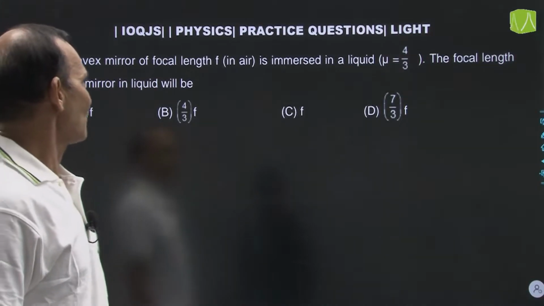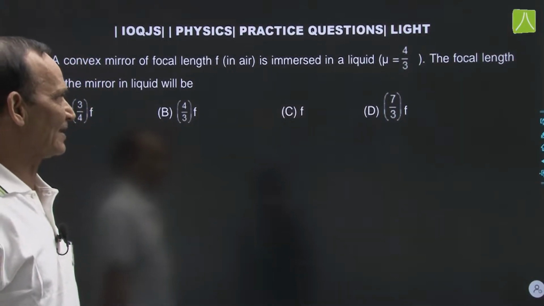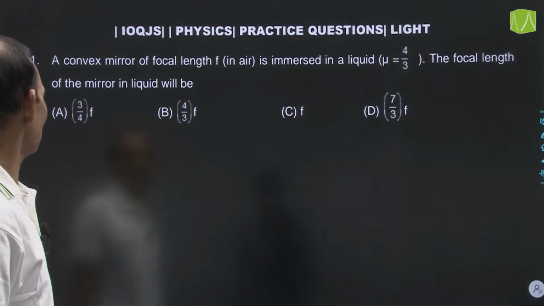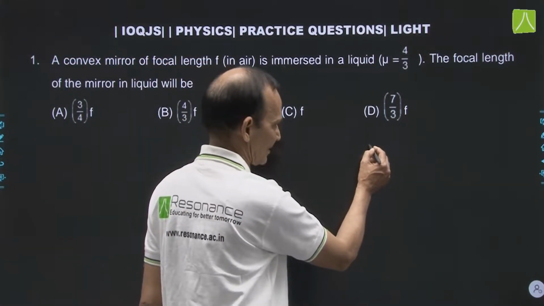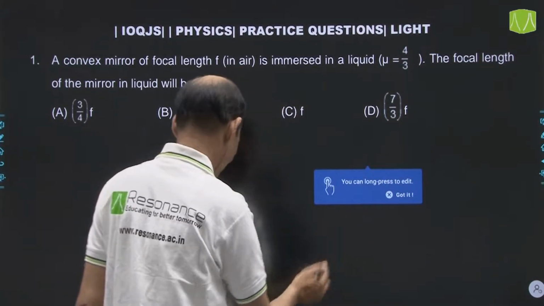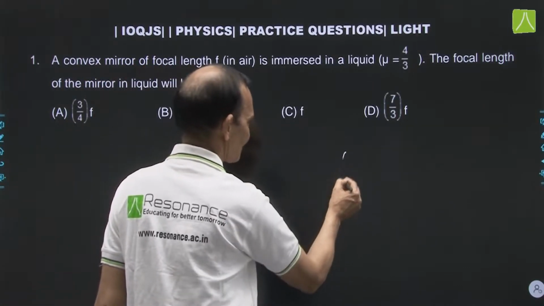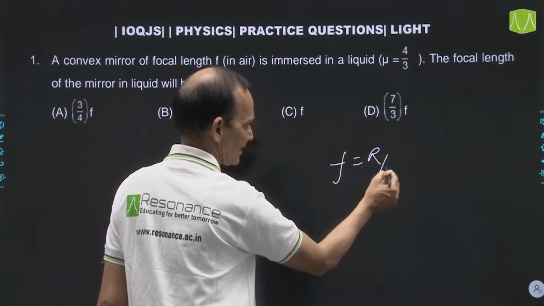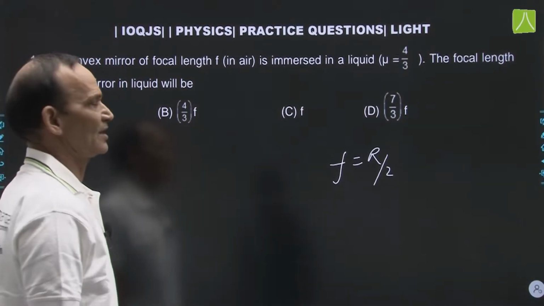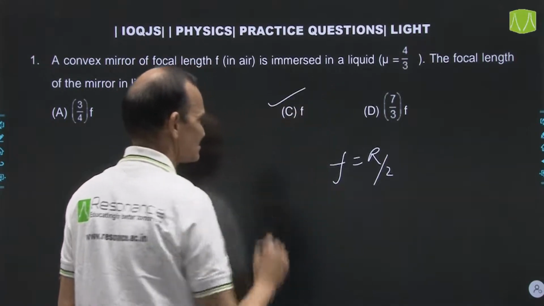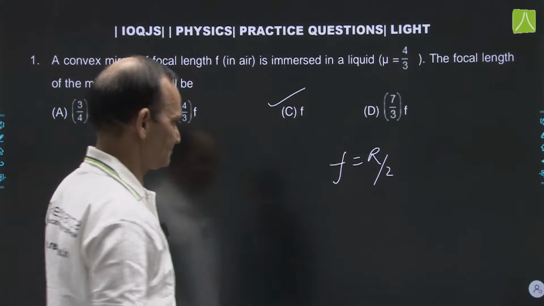A convex mirror of focal length f in air is immersed in liquid of refractive index mu is 4/3. The focal length of the mirror in the liquid will be. We know very well that focal length of mirror f is equal to r by 2. It does not depend on the intervening medium. Medium will not affect it. It means focal length will not change. So the answer is C.